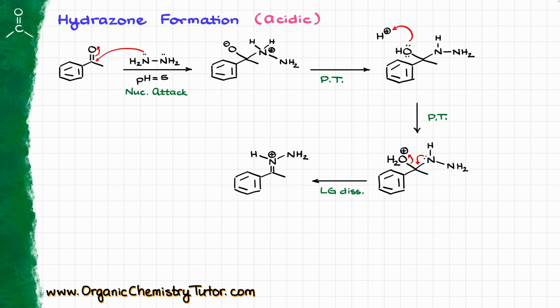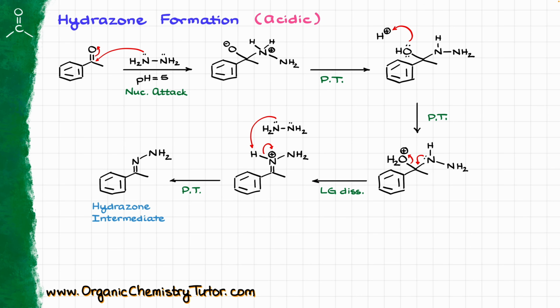So the last bit here is to deprotonate our molecule to make a neutral intermediate, and to do that I'm going to bring another equivalent of my hydrazine, or essentially anything with an electron pair, and do my final proton transfer like this, giving me my hydrazone intermediate. This is a fairly straightforward mechanism, and most likely you have already seen that when you were talking about imine formation, because essentially this is an imine formation, but instead of the primary amine we are using the hydrazine.